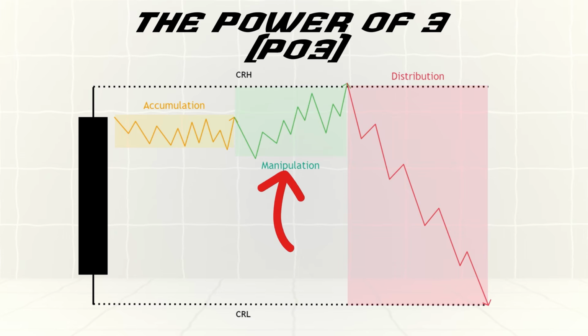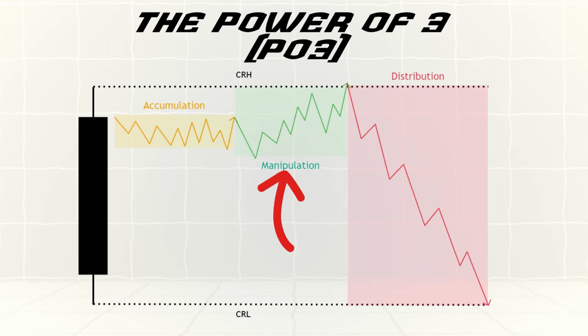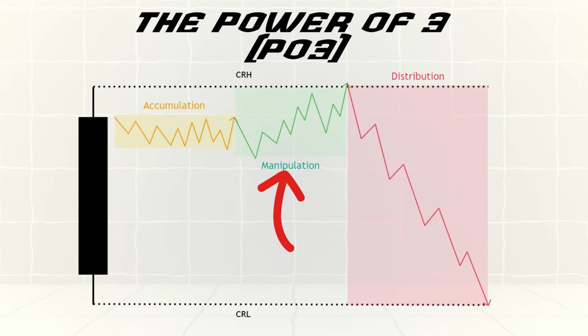You might wonder why traders fall into these traps. The reason is that trading is inherently competitive. For some traders to profit, others must lose. Manipulation exists to take advantage of traders who cannot correctly read or interpret market movements.